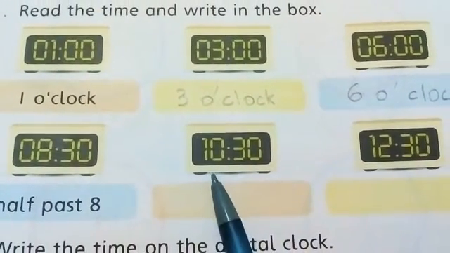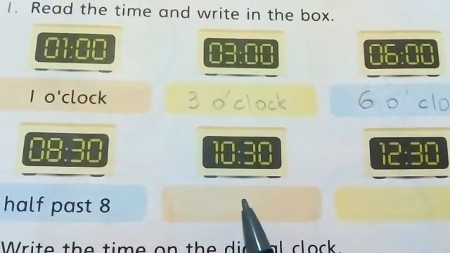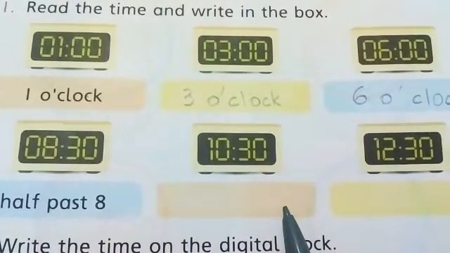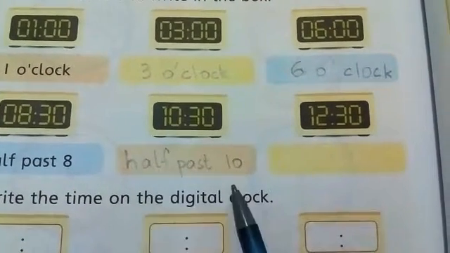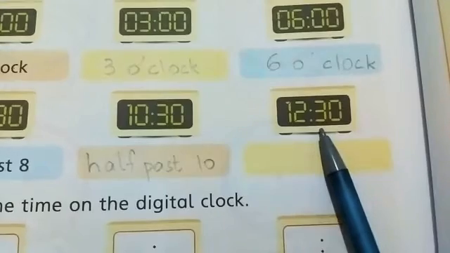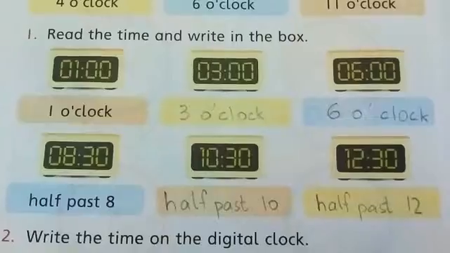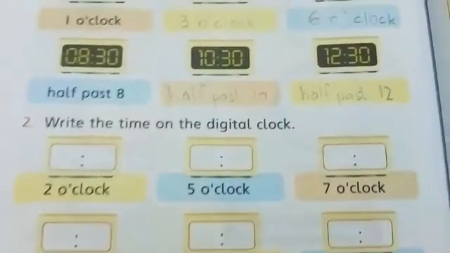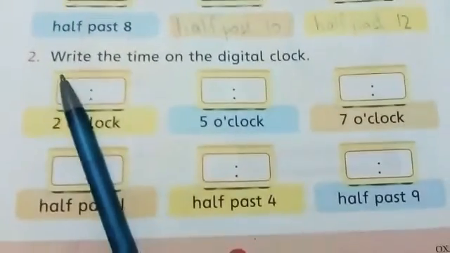What about this clock timing? This clock is showing 10:30. So have you written 10:30? Okay, now come to this one. This clock is showing 12:30. So students, have you completed question number 1? Good. Now come to question number 2.